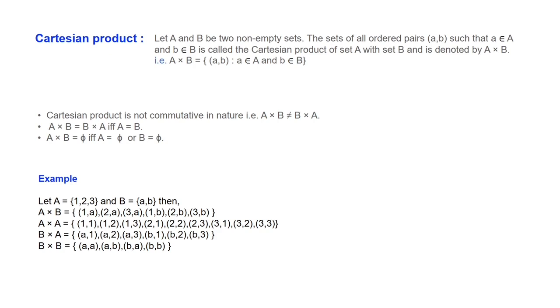Now, if I construct a set {(1, a), (2, a), (3, a), (3, b)}, this is clearly a subset of A cross B. So here we came to know that A cross B, that is the Cartesian product, can have subsets. So the possible number of subsets of A cross B is 2 to the power of the order of A cross B. That is, 2 to the power 6 subsets are possible of A cross B.